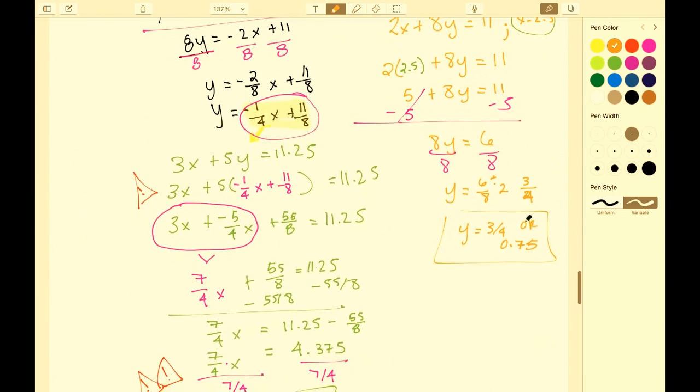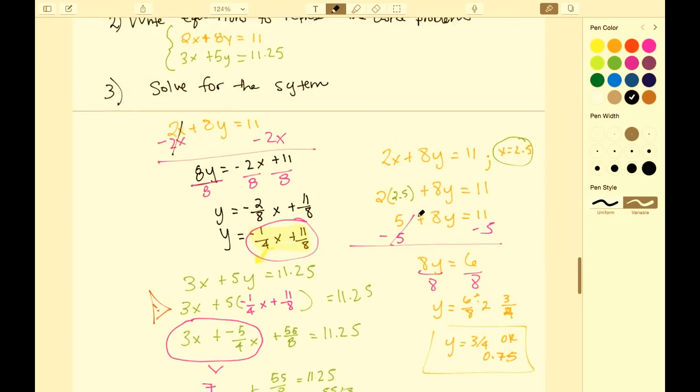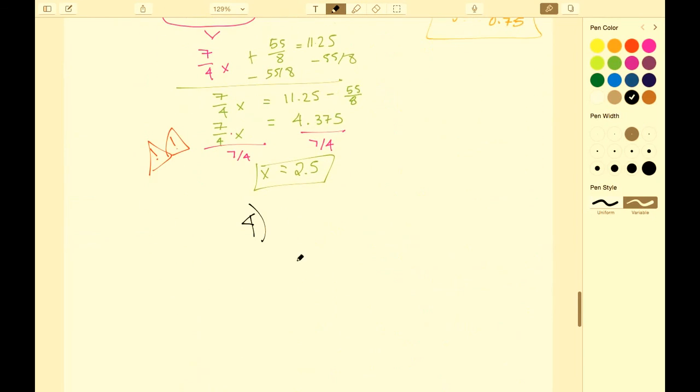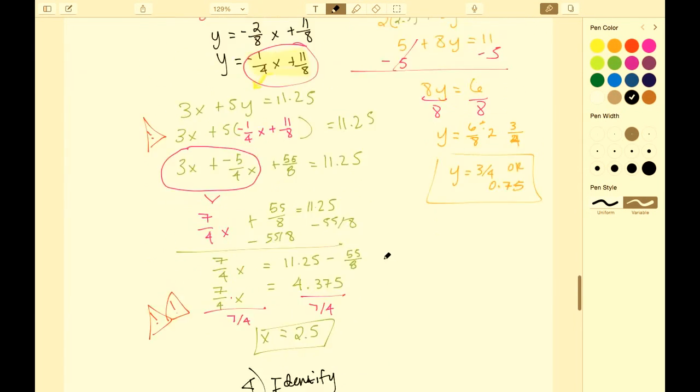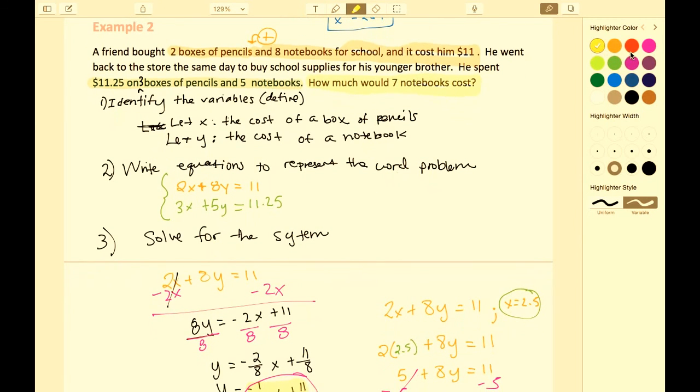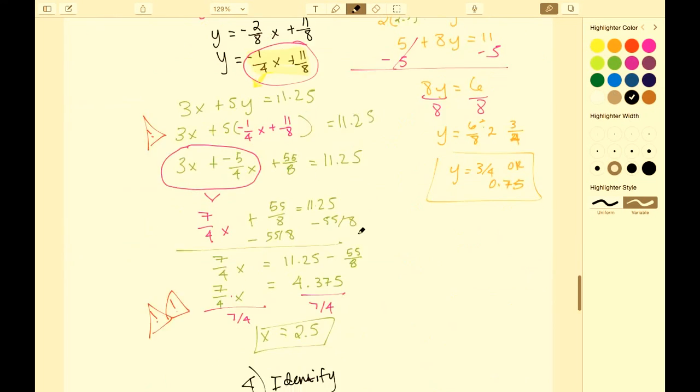Okay, so now that we've identified our solution, we can go back to the problem. Okay, so right here, we did all this work. I know it's a lot, but for step 4, in this case, we want to identify our solution. Identify solution. And our solution is 2.5 and 0.75. Okay, but the challenge about this one is it didn't ask to find the solution. It asked right here, which is very, very important. This is our find. It says, how much would 7 notebooks cost? Okay, so we need to figure out 7 notebooks and the value of that.